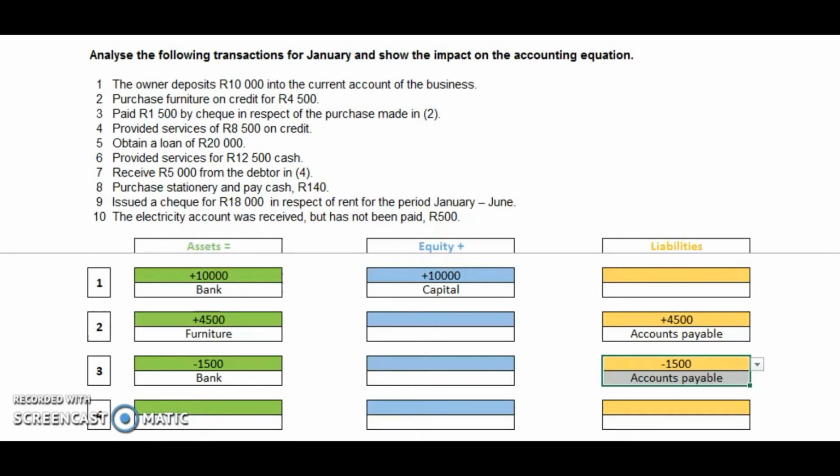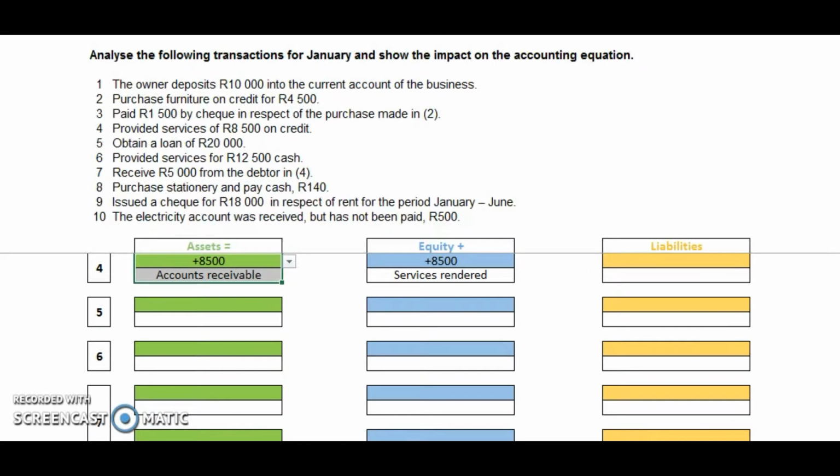In number 4, services of 8,500 Rand are provided on credit. Services rendered is income, and income increases equity. They are not receiving cash for these services, and hence we cannot make an entry into bank. The services are rendered on credit, which creates a right to receive the money and is therefore an asset we call accounts receivable, since the money is receivable on the part of the business. Assets will thus increase by 8,500 Rand as a result of accounts receivable.